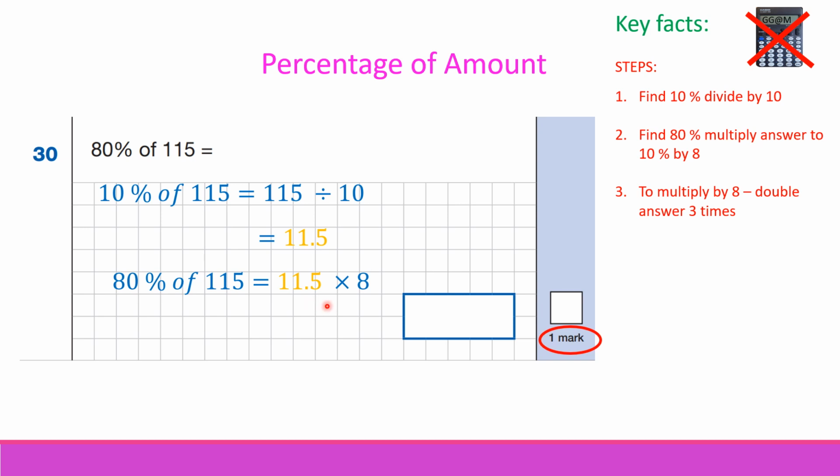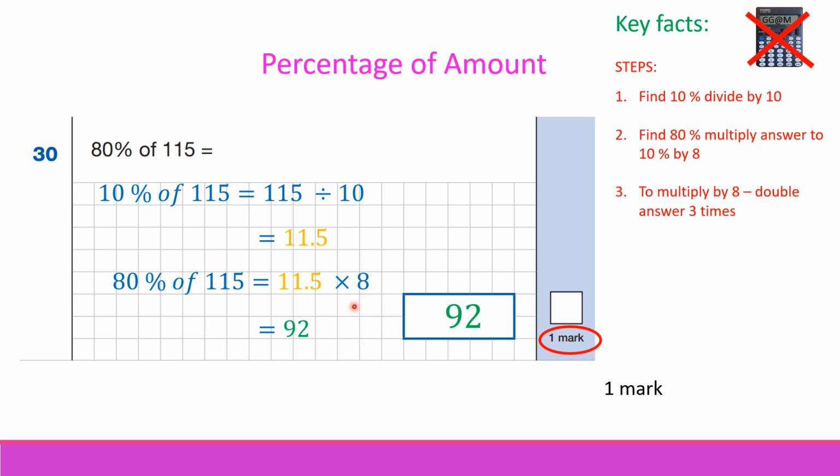Now I've got to double 46. Again, if you need to write the number down, write it down to help you. So double 40 is 80, double 6 is 12, 80 plus 12 gives you 92. So your answer is 92 for 1 mark.